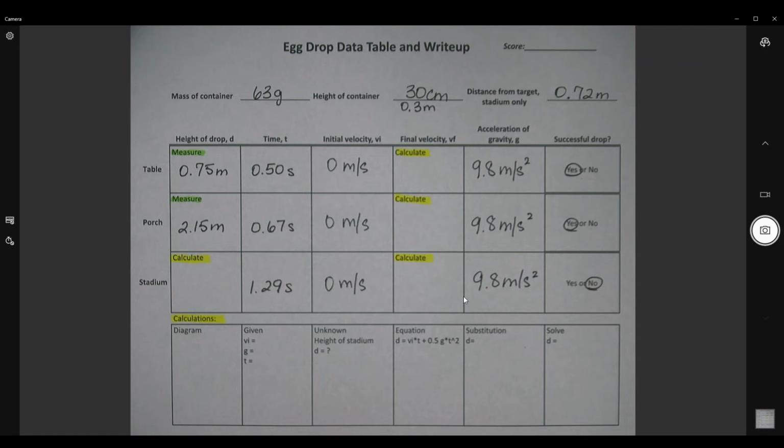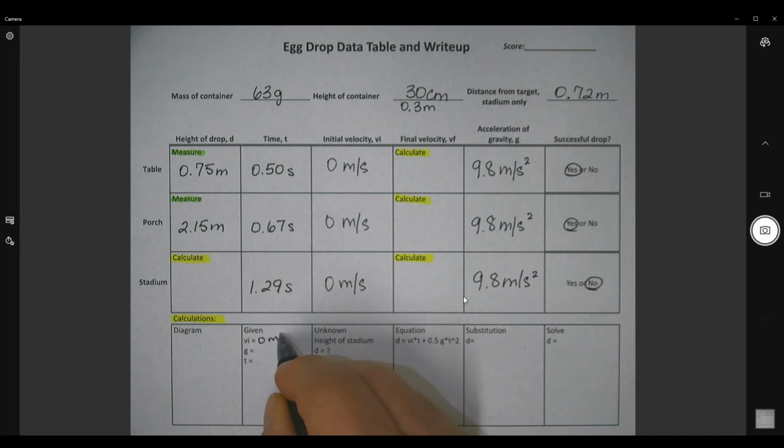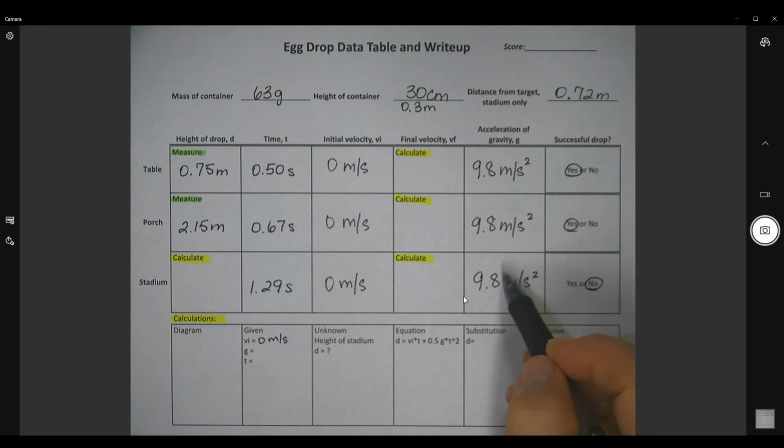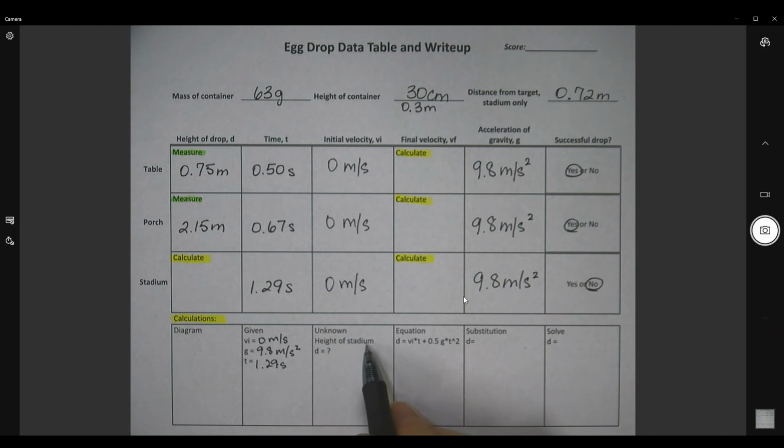Okay, so down here in the diagram, you're going to insert the picture that you've taken for the stadium drop. We're going to calculate the height of the stadium. That's our unknown. And so we're given VI, which is 0. Our G is 9.8. And our time for the stadium is 1.29 seconds. Okay, my unknown is the height of the stadium.